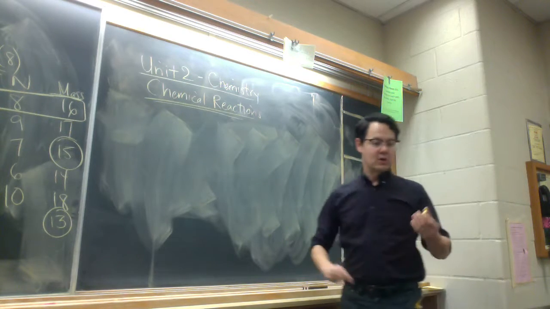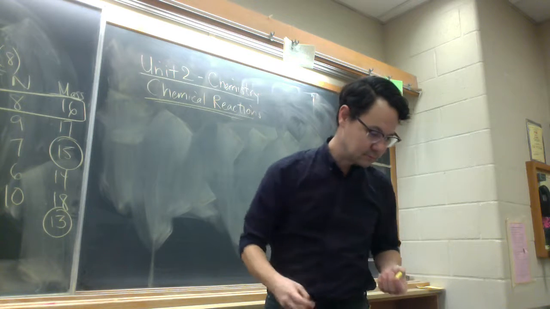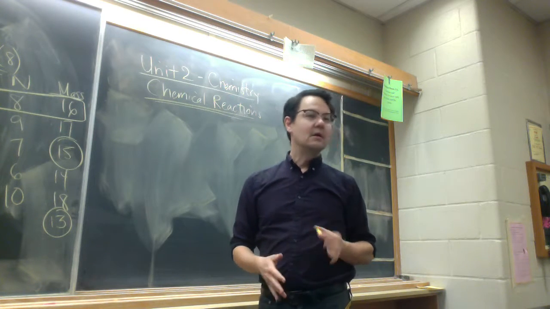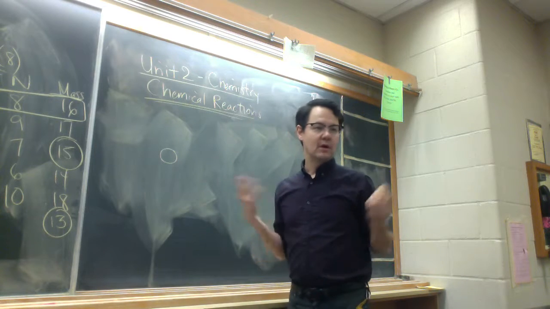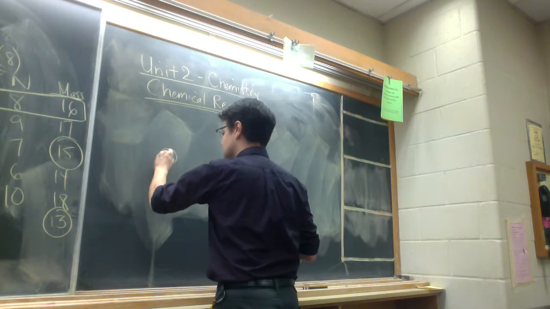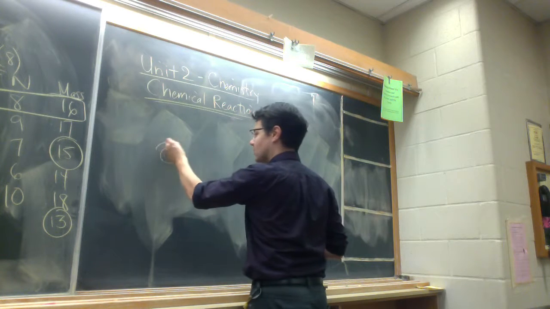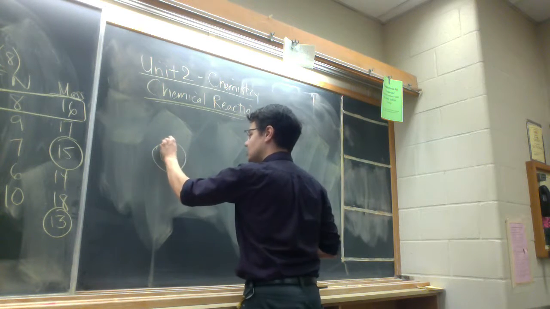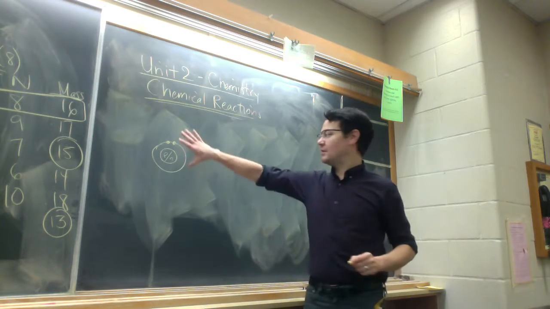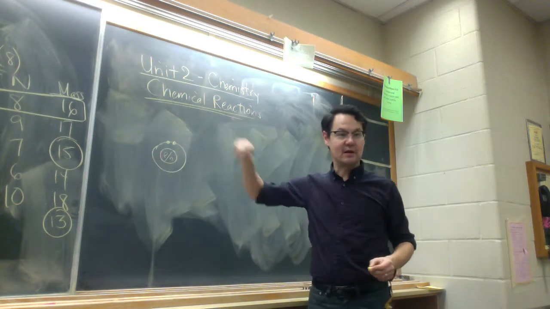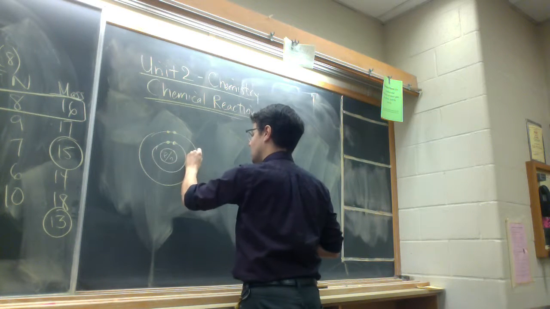All right. So for Bohr-Rutherford, just remember, you always put your nucleus in the middle, your protons and neutrons, and then you have your orbitals. Your first orbital can contain two. Basically, that's neon. That's the electrons of neon right there. And then the second orbital can contain eight.